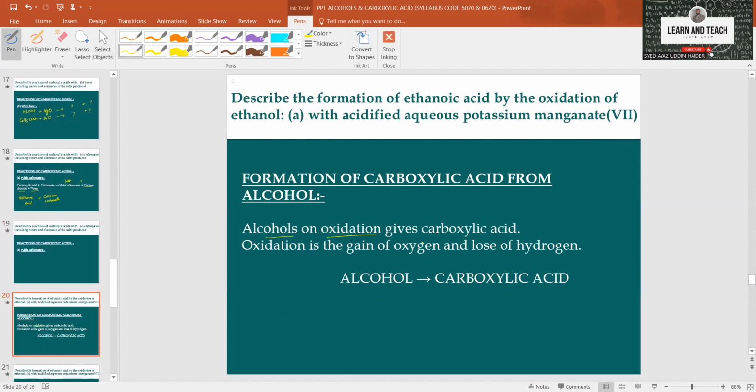Alcohols on oxidation give carboxylic acid. Oxidation is the gain of oxygen and loss of hydrogen. This is something which you have to recall. You can take any alcohol. For example, I'm taking the alcohol methanol here, CH3OH. So the carboxylic acid produced will be methanoic acid. This is methanol. You will get methanoic acid. The formula for methanoic acid will be HCOOH.